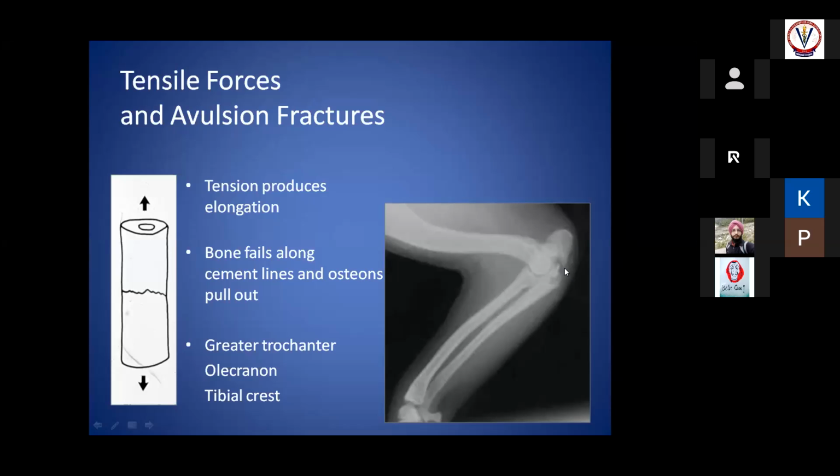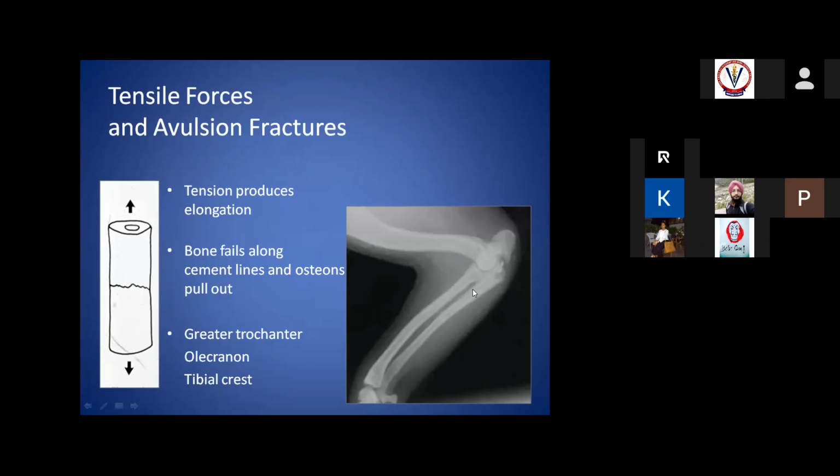So the force that is acting in such types of fractures is the tensile force, and the type of fracture you get if tensile forces act is avulsion. We call them avulsion because it happens according to the contraction of the muscle, and the fracture fragment moves in the direction of the contraction of the muscle. So tension forces produce this elongation. Bone fails along the cement lines or osteons pull out, because these are usually seen in young animals, where skeletal maturity is still not complete.